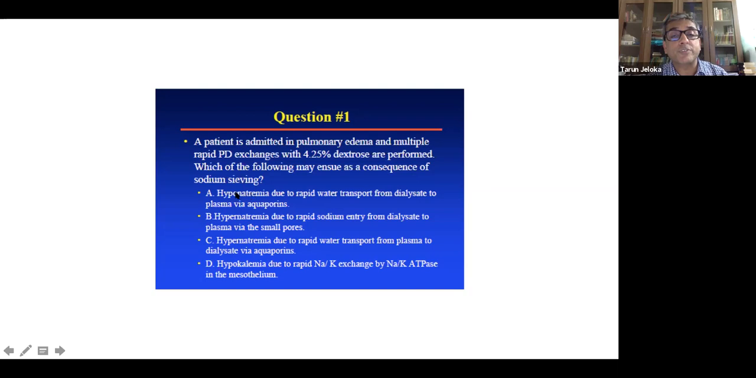There are four options. Will there be hyponatremia due to rapid water transport from dialysate to plasma via aquaporins? Will there be hypernatremia due to rapid sodium entry from dialysate to plasma via the small pores? Will there be hypernatremia due to rapid water transport from plasma to dialysate via aquaporins, or hypokalemia? Forget about hypokalemia; we are talking about sodium sieving and sticking to sodium. So number one, whether there will be hyponatremia or hypernatremia, and if there will be hypernatremia, what is the mechanism? I think all of you will answer this question correctly.